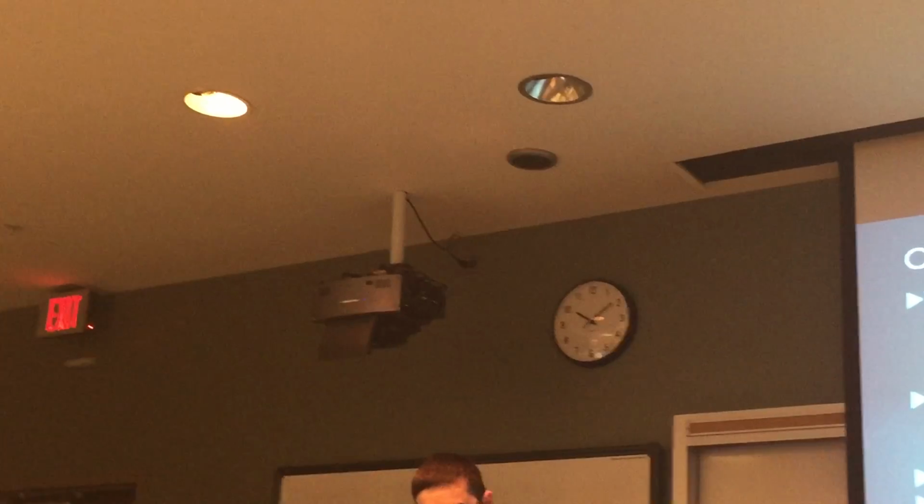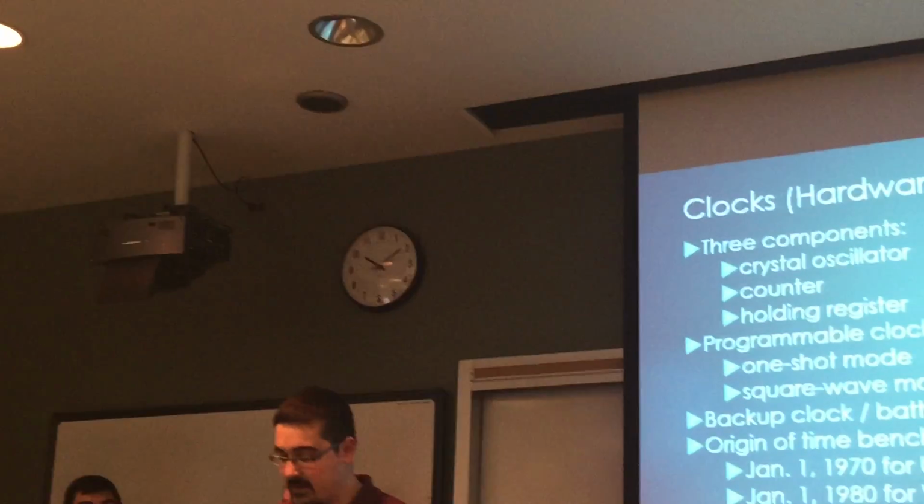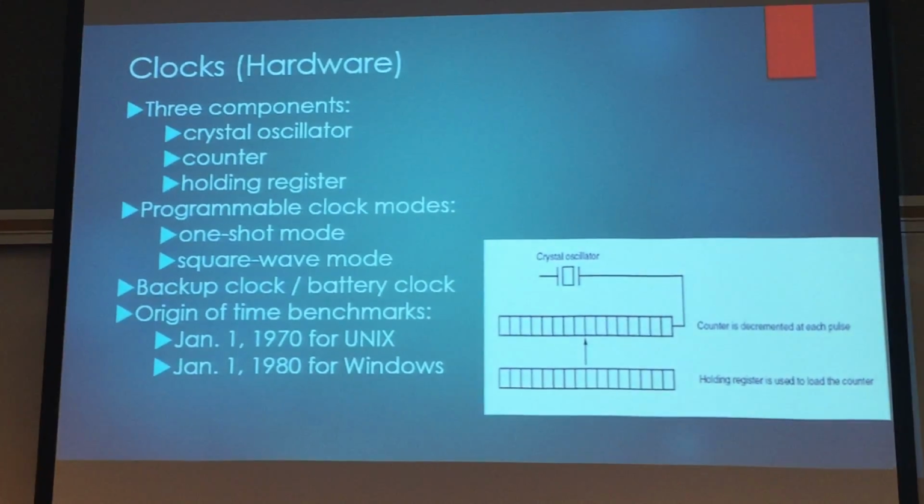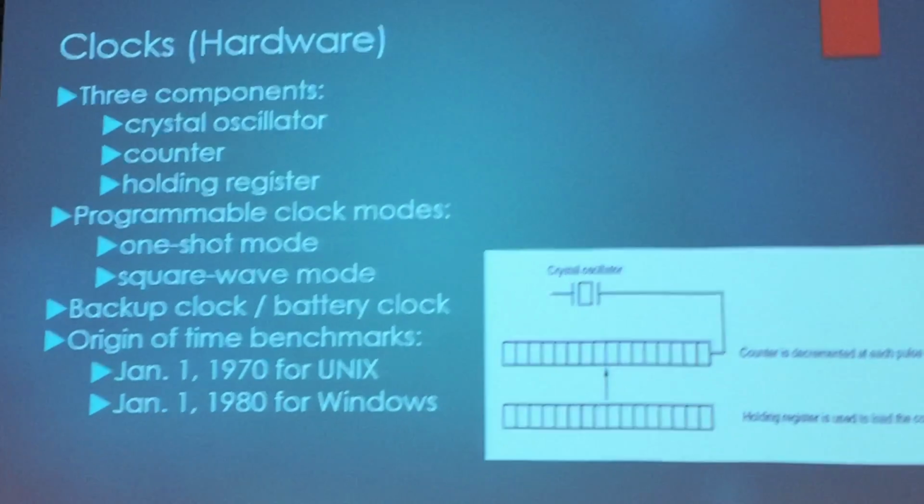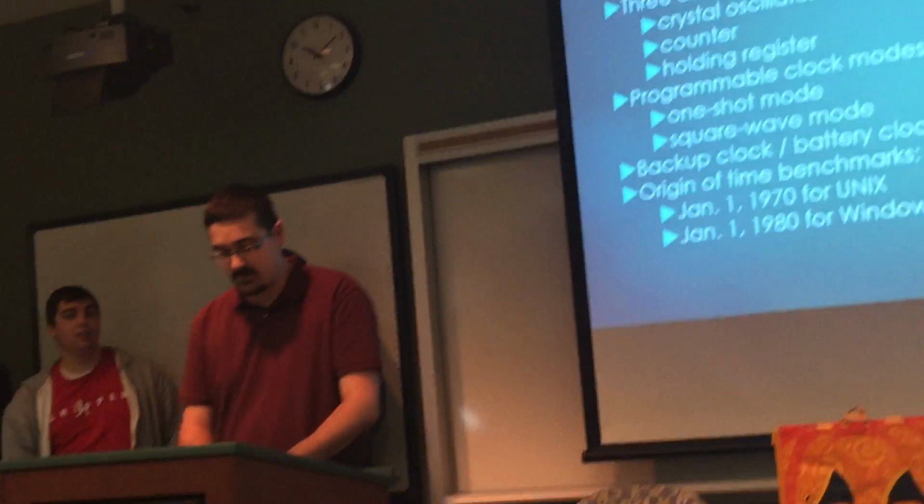Clocks in general help maintain the time of day and prevent a process from monopolizing the CPU, among other features. Three components of a clock are the crystal oscillator, the counter, and the holding register.